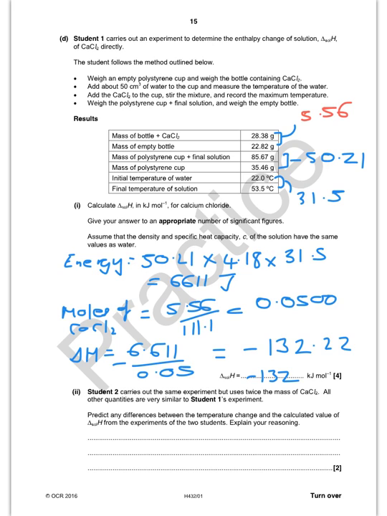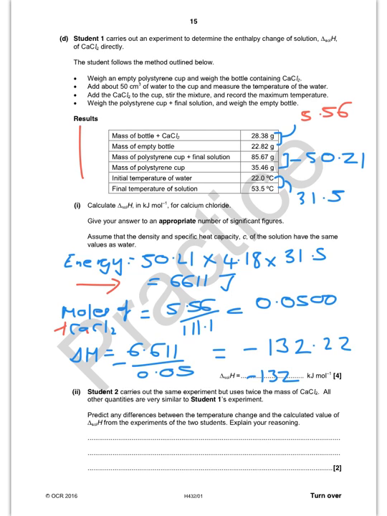Okay, so we now want to work out some enthalpy changes here. First, delta H solution for calcium chloride, and they've given me all the measurements in the table here. So first of all, work out how much energy went into the water, then work out how many moles of calcium chloride you actually used.